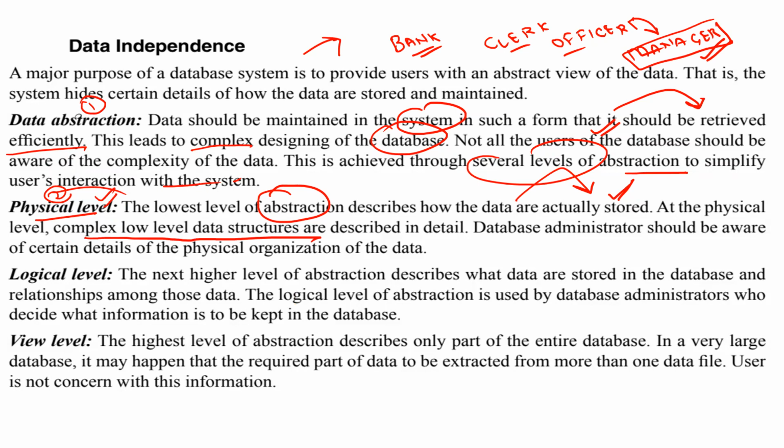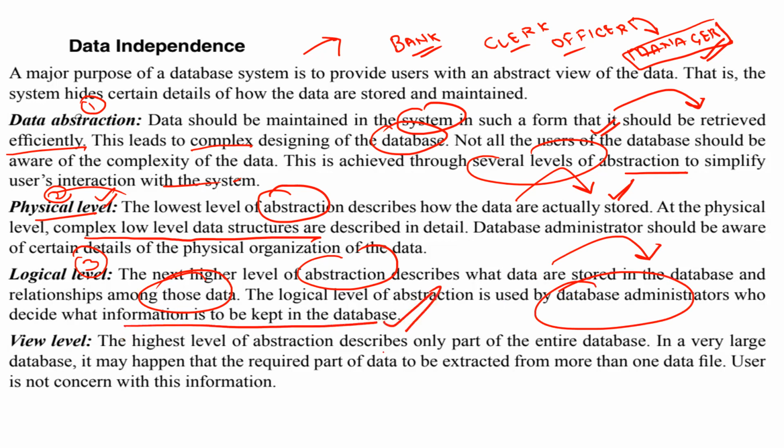Next one, that is the logical level. First of all, it is the physical level; third, next one, that is the logical level. The next higher level of abstraction describes what data are stored in the database and the relationships among those data. First of all, we have to understand the data stored. In the next step, we have to understand the relationships between the data stored. The logical level of abstraction is used by the database administrators who decide what information is to be kept in the database. Clear? That is the logical level.